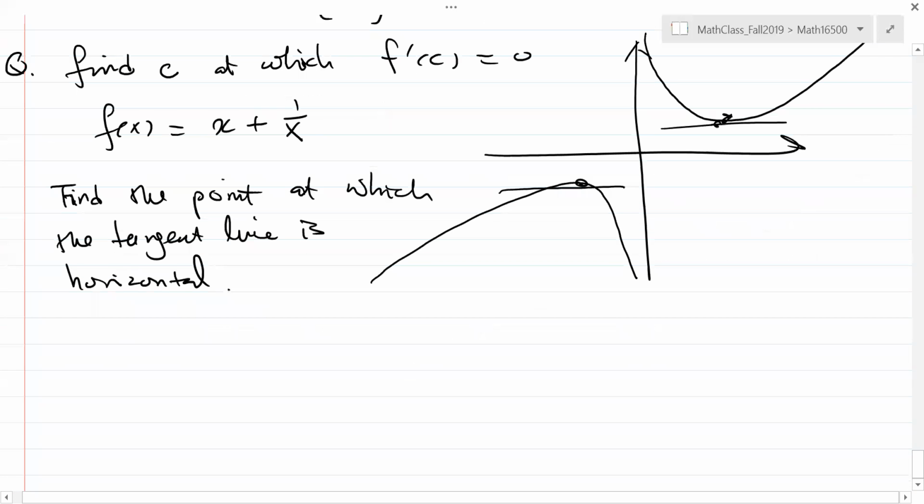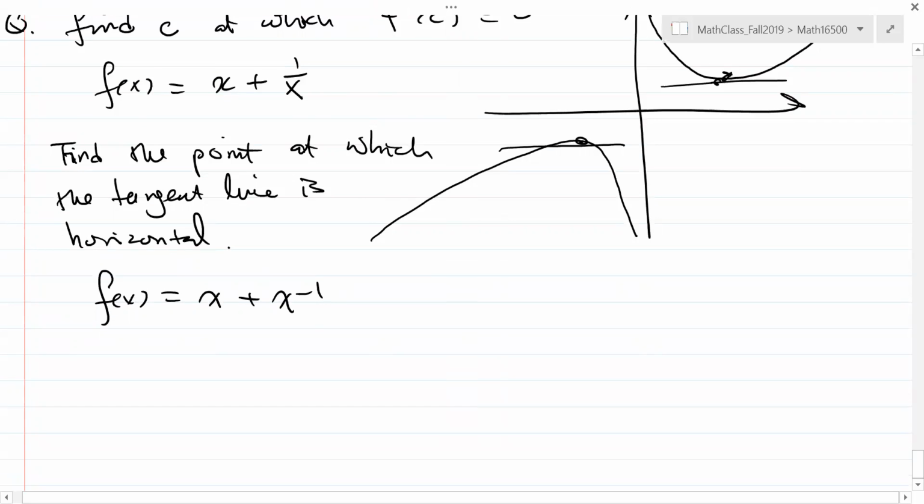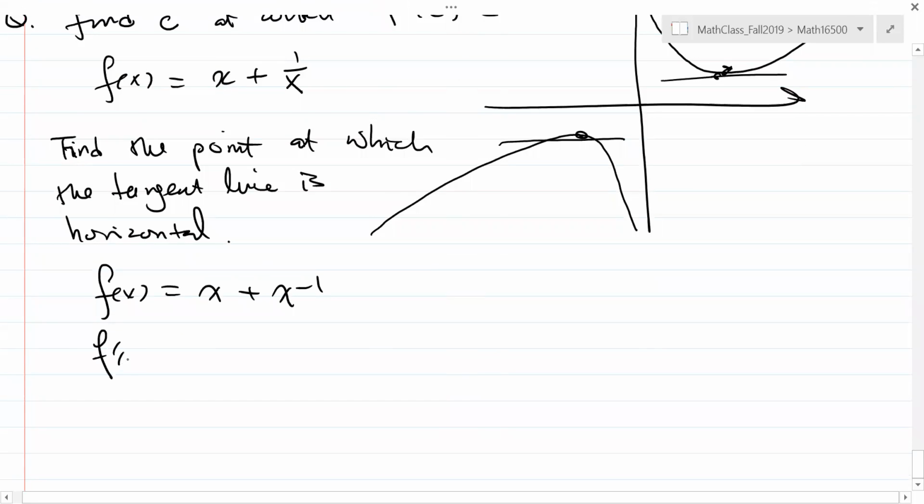All right. Now, how do you find the derivative? Well, the derivative is simple. If you understand the question, then you can solve the problem easily. So the function can be written as the sum of the power functions. So the derivative is going to be 1 minus x to the negative 2. And we have to set this to be 0.